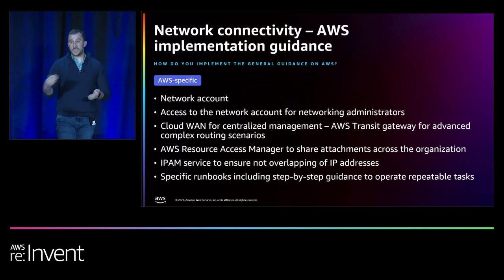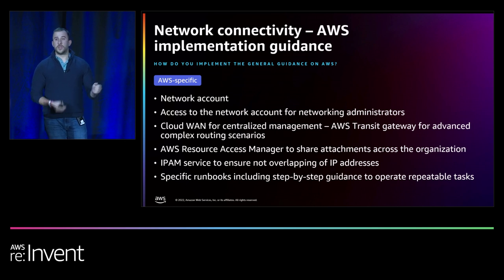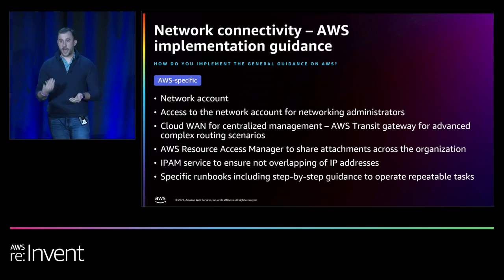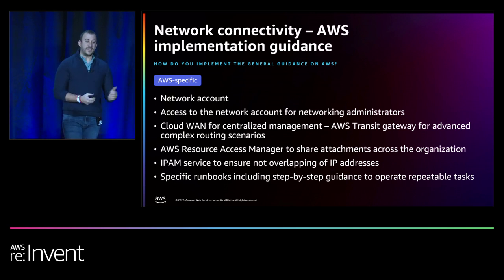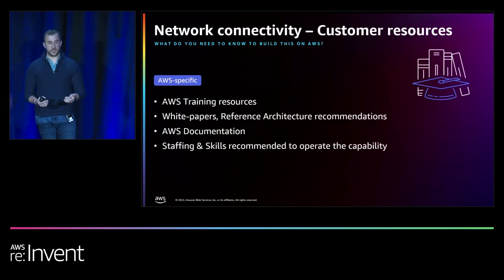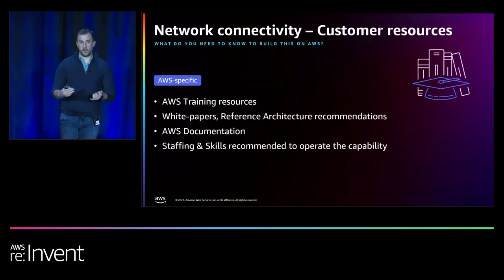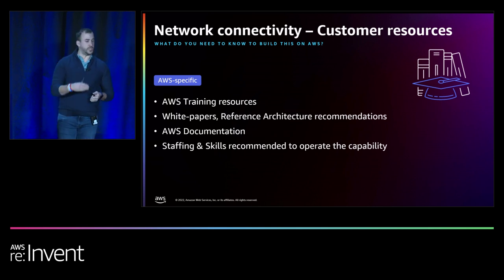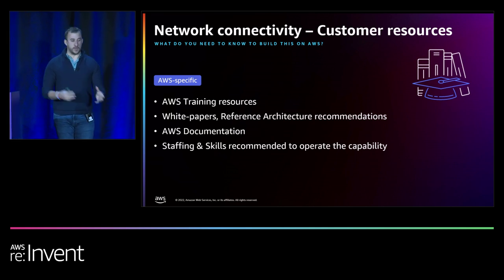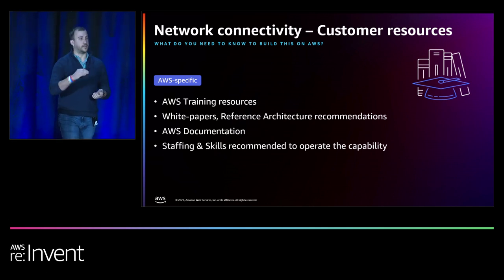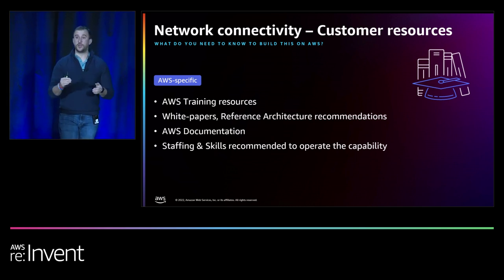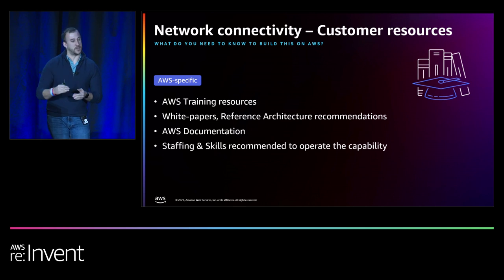And additionally, for all of these things, we want to give you the right runbooks that have the step-by-step guidance that you need to follow to operate it. And eventually, what I said earlier, you can automate these things. And last but not least, those extra resources: training that accompanies each of the capabilities, each collection of capabilities, white papers that are relevant for the outcome that you're trying to achieve, and reference architectures that you can use to implement this. Additionally, through the guidance, whether it is cloud agnostic or AWS specific, we'll make sure that we link to the relevant AWS documentation at the right place so you can find exactly how to put something together.